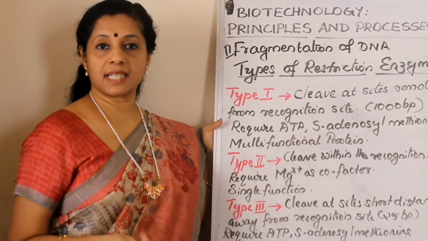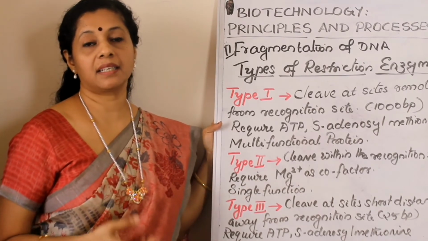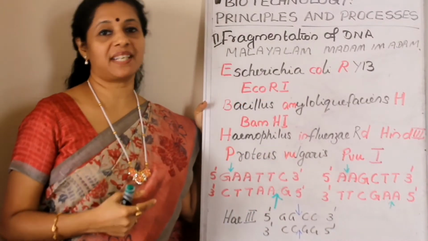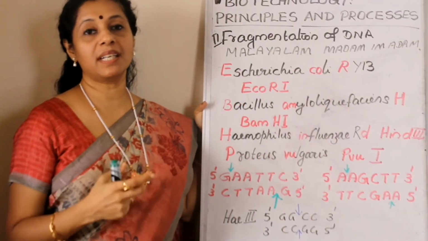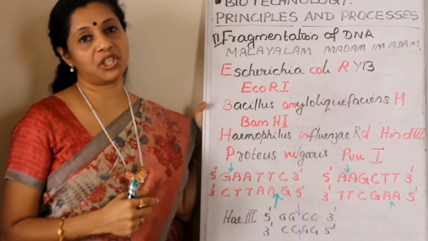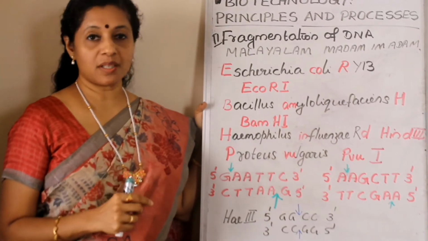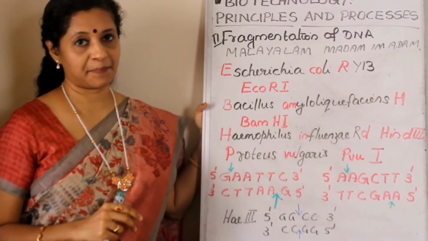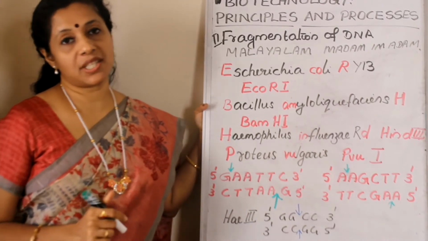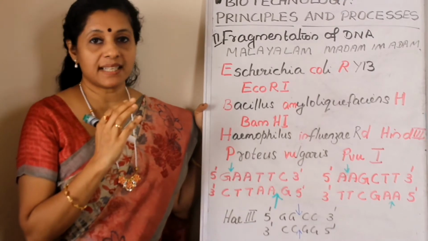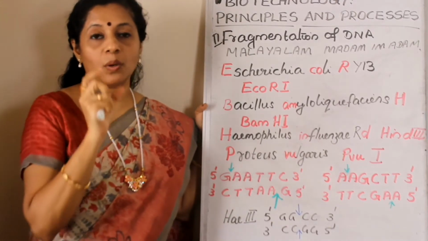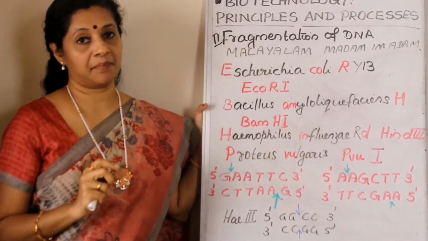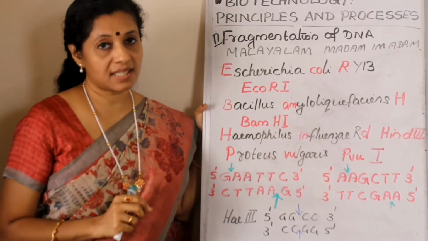Two more restriction enzymes have been identified. They are type 4 and type 5. Out of the different types of restriction enzymes, the most commonly used one in genetic engineering is type 2, because type 2 restriction enzymes can cut within the recognition sites. So, what are the recognition sites? The restriction enzymes can make a cut only at certain specific sequences within the DNA. That is called a recognition site.